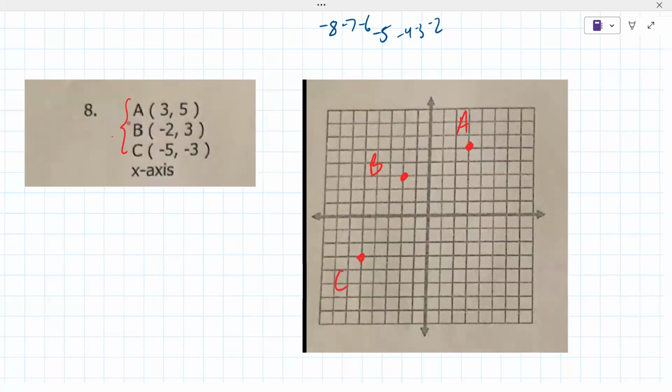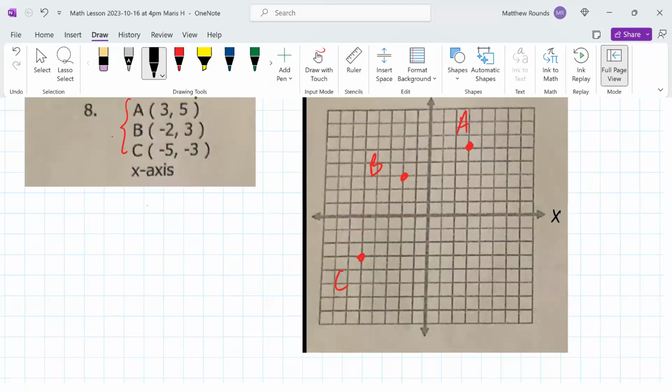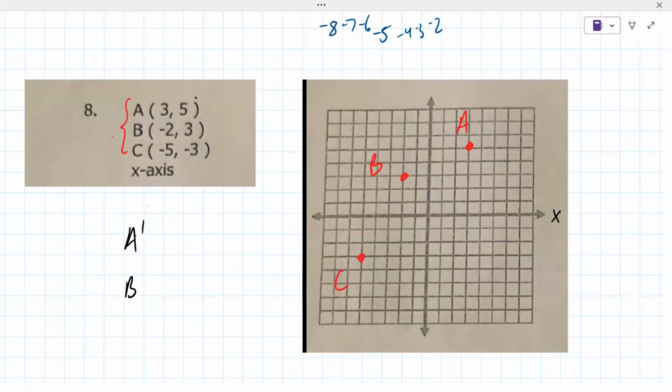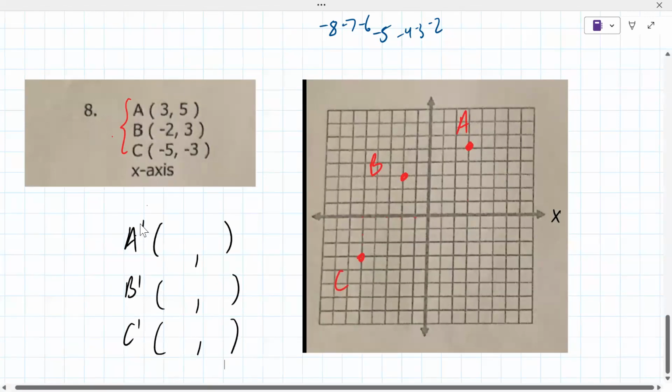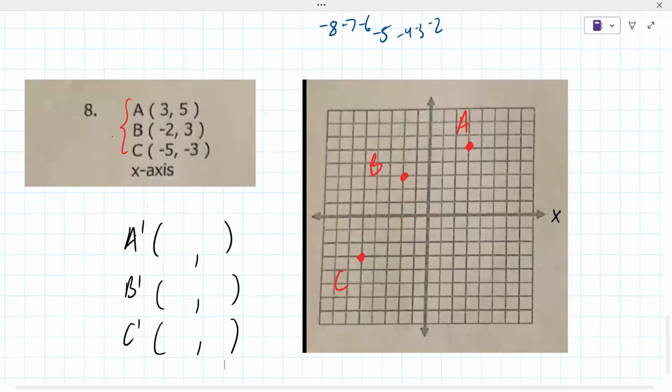So that's C. Now, I think it's important to label, like, what is the x-axis? Even though you probably know, just make sure you really remember it. And then I like to actually write the coordinates of it as well. It doesn't say to, but I think you should label them. And then this little apostrophe thing is called a prime: A prime, B prime, C prime.